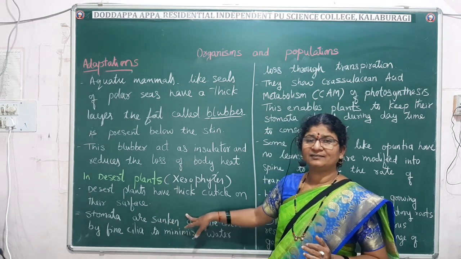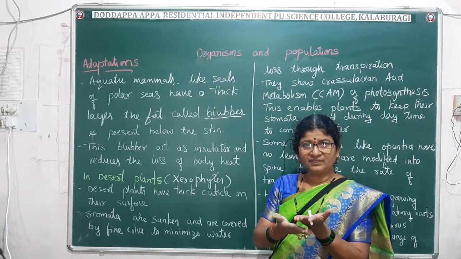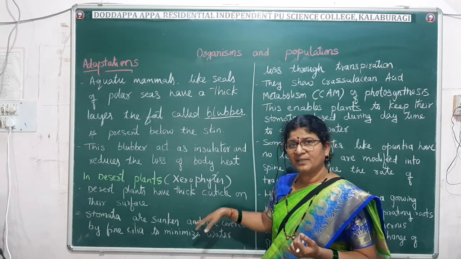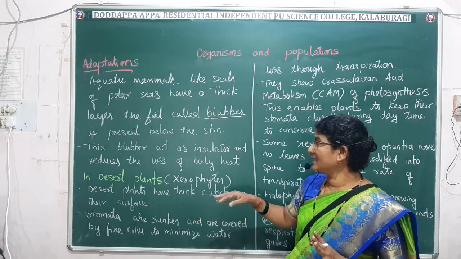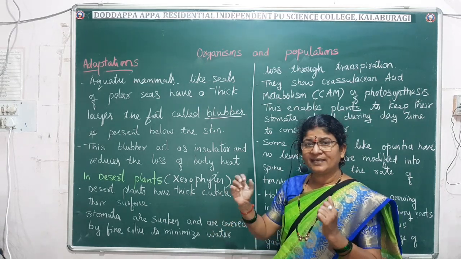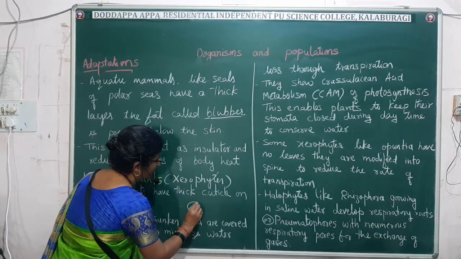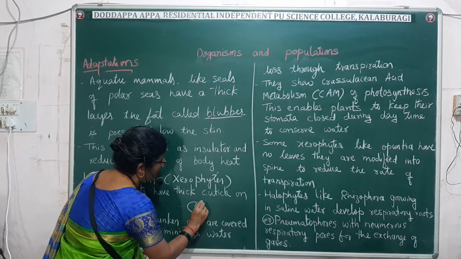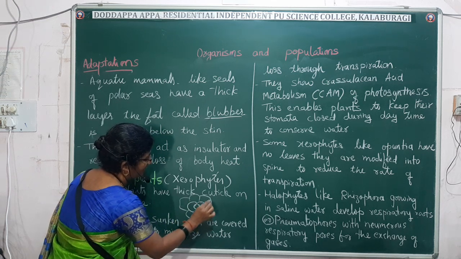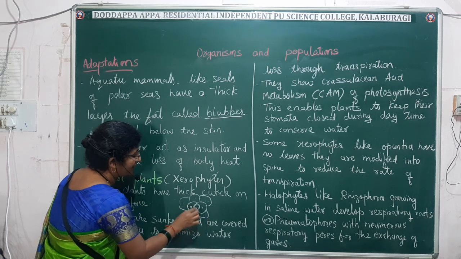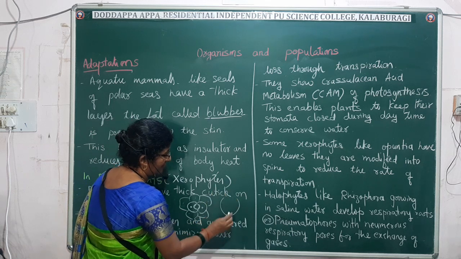You know that stomata are usually present on the leaves, and they are more on the lower surface of the leaf. So here the stomata are present on the stem. Fine. And they are sunken. Sunken stomata are seen, and they are covered by fine cilia. You know that the stomata are kidney shaped or bean shaped structures, which you have studied already in plant physiology. Fine. And these stomata are present below the epidermis.